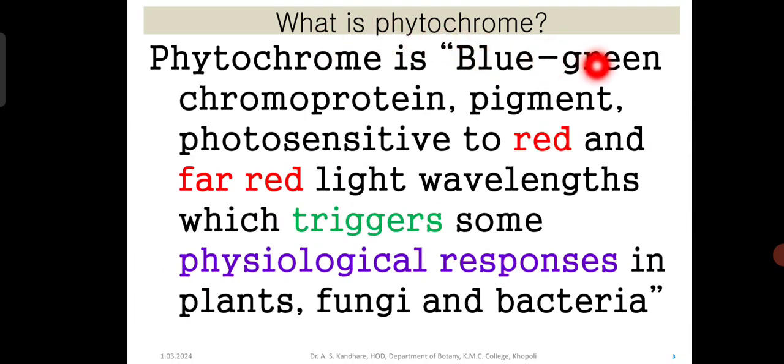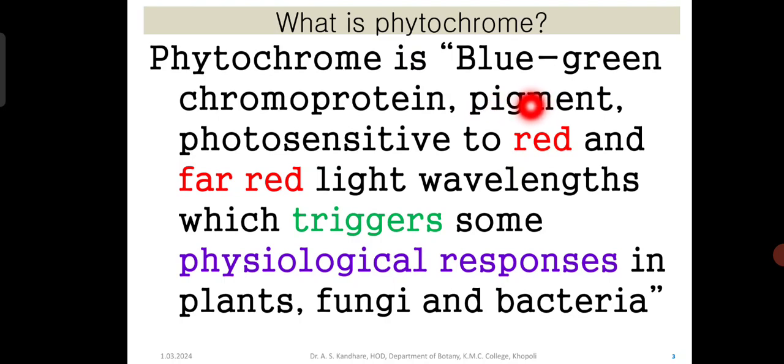Phytochrome is a blue-green chromoprotein pigment. It is photosensitive and it is specially sensitive to red and far red light wavelengths, which triggers some physiological responses in plants, fungi and bacteria. So you can see that this is a complex kind of biomolecule showing blue-green coloration.